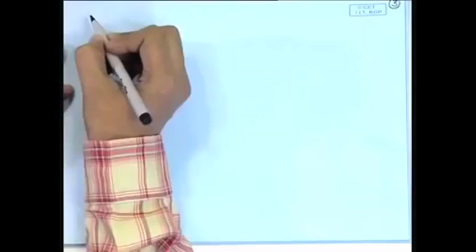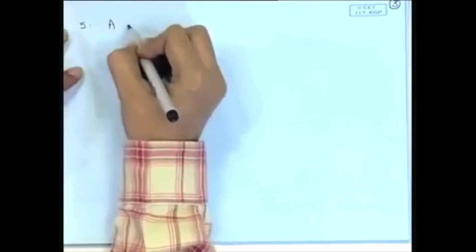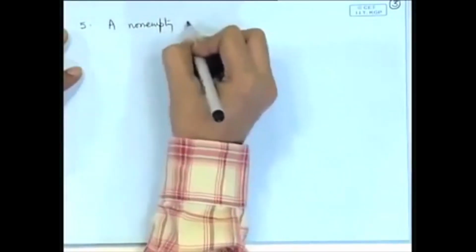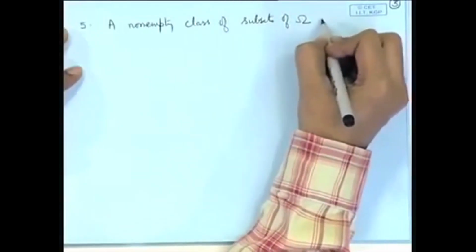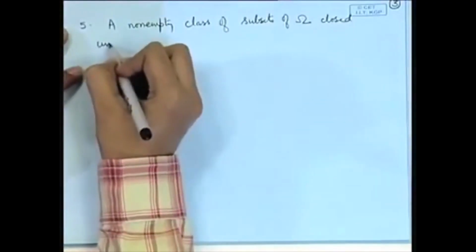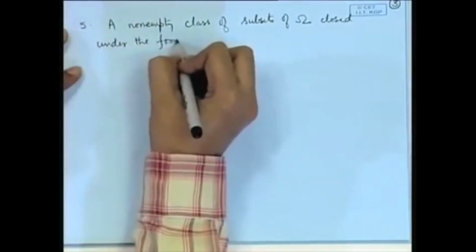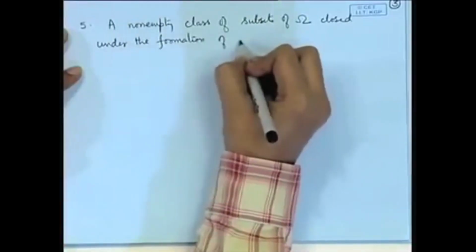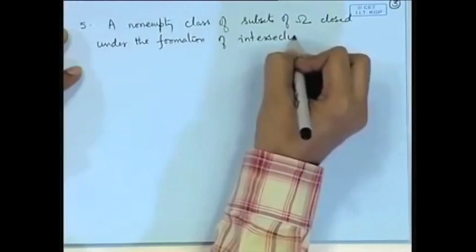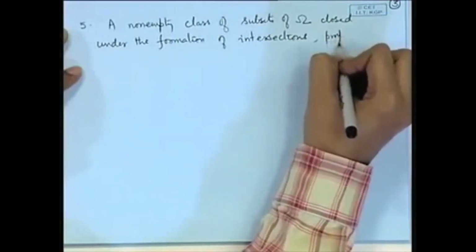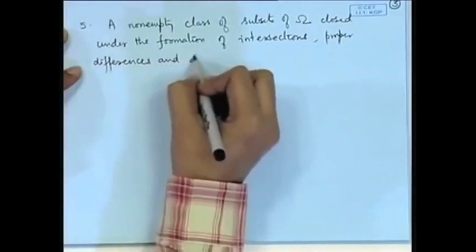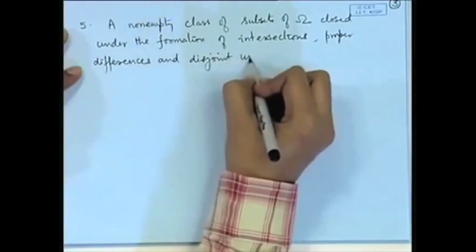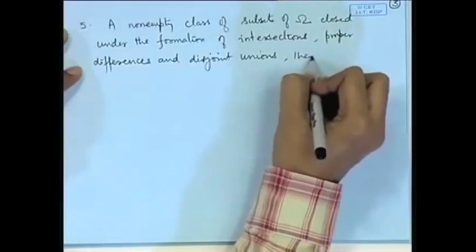We can consider an alternative definition of the ring: if we consider a non-empty class of subsets of omega which is closed under the formation of intersections, proper differences, and disjoint unions, then it is a ring.